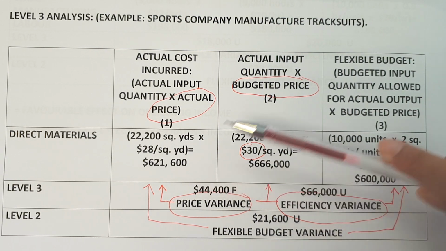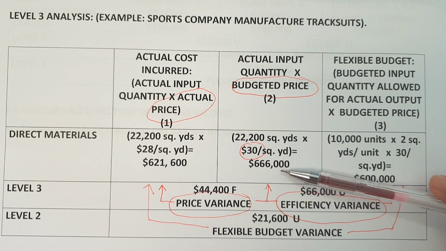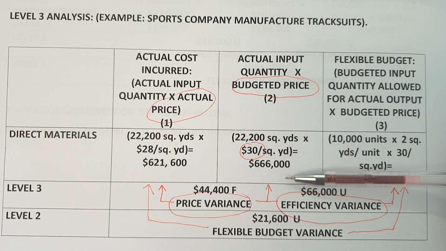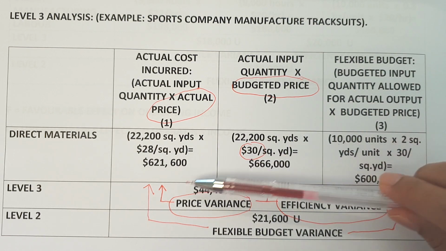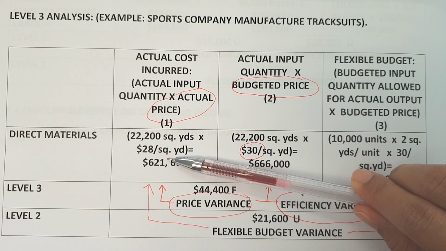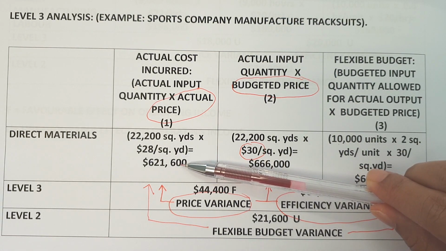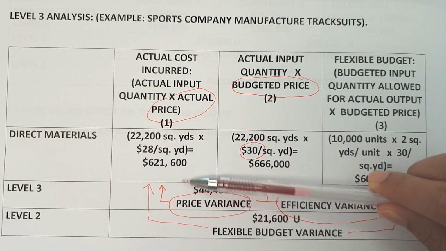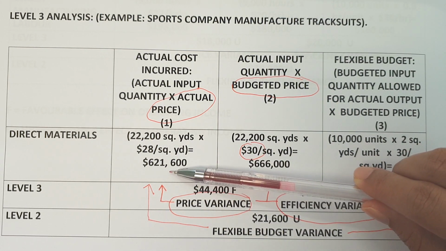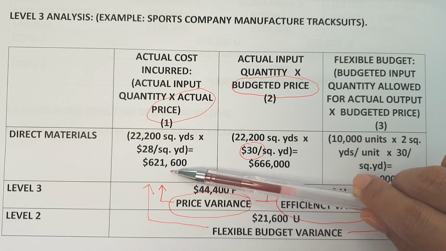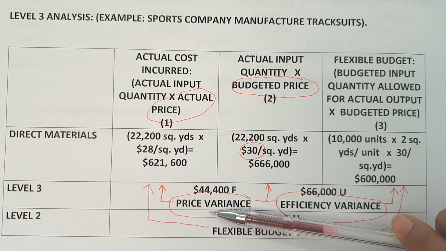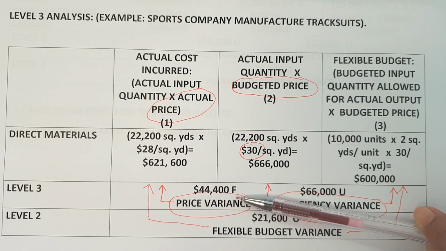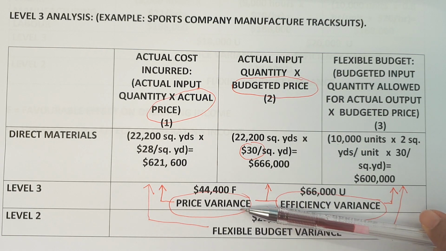621,600, which means if we look at the budgeted price, it leads to 666,000, but when it comes to the actual price, it is actually lower, not 30 but just 28. But we need to study the reason later on why the price has been reduced. Whatever it is, as in the price variance, we can see that it has been reduced to 621,600, and it leads to the price variance of 44,400, a favorable result of the price variance here.